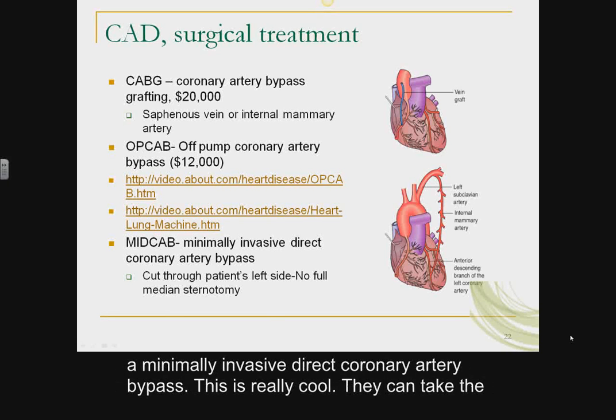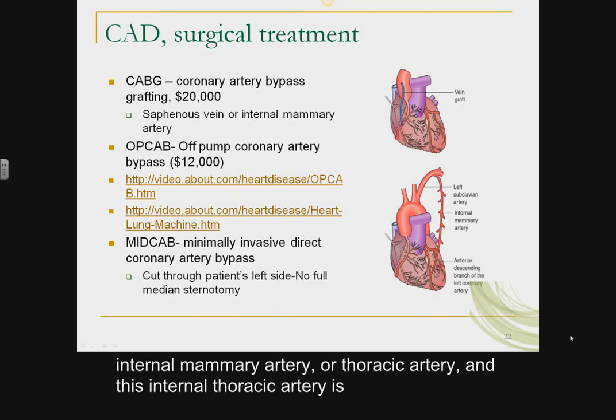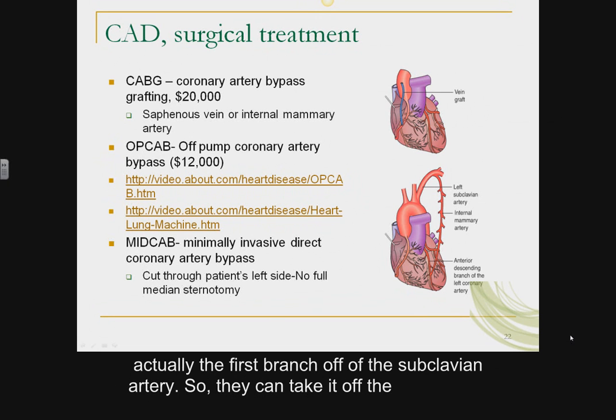And if you want to see how they do that on this slide, I've given links to 2 videos, but also in your Blackboard I gave you a link to watch how a CABG is done and an off-pump CABG, and along with that last video, the off-pump CABG, there's a discussion about the mid-cab.